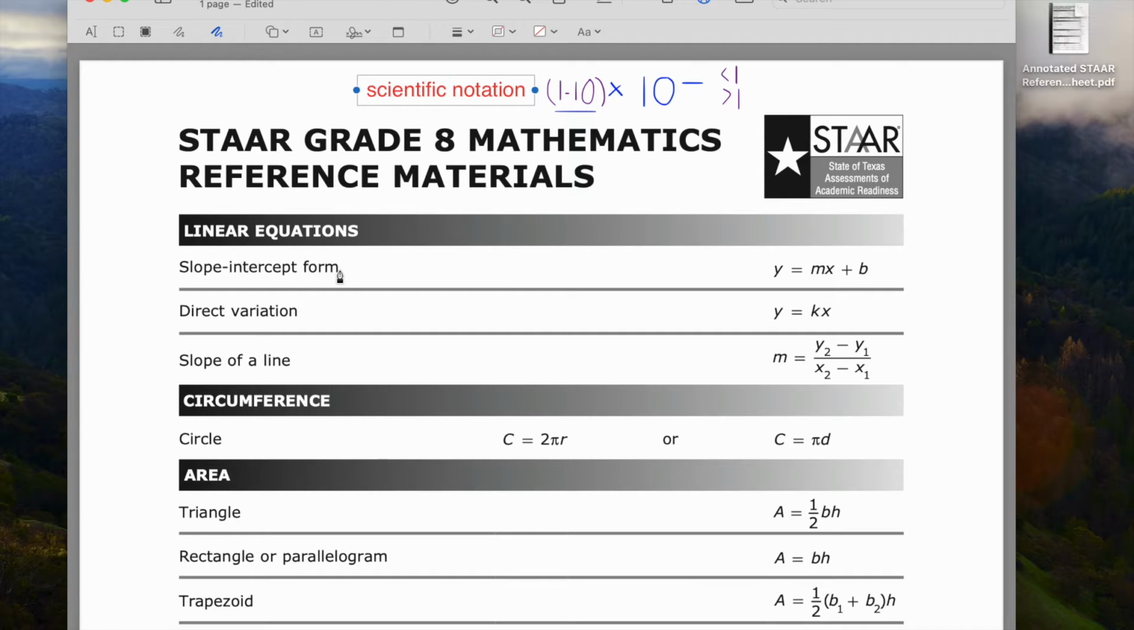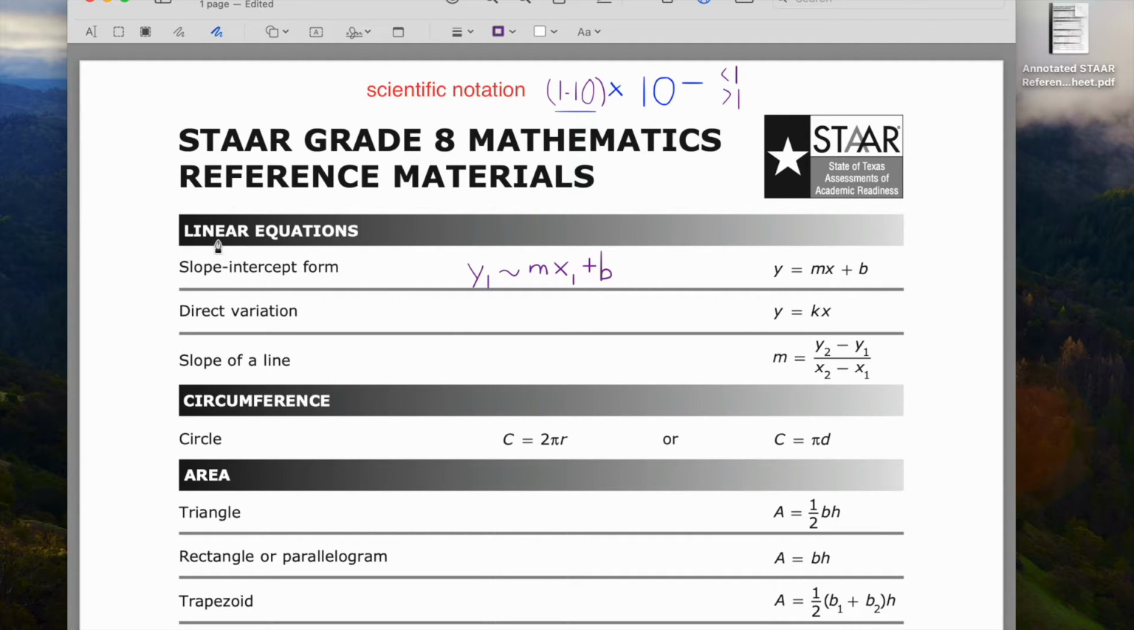Then for slope-intercept form, when we type it into Desmos, we don't type it in as y equals mx plus b. We are going to type it in as y1 tilde mx1 plus b. And then for direct variation, it gives us the equation y equals kx.